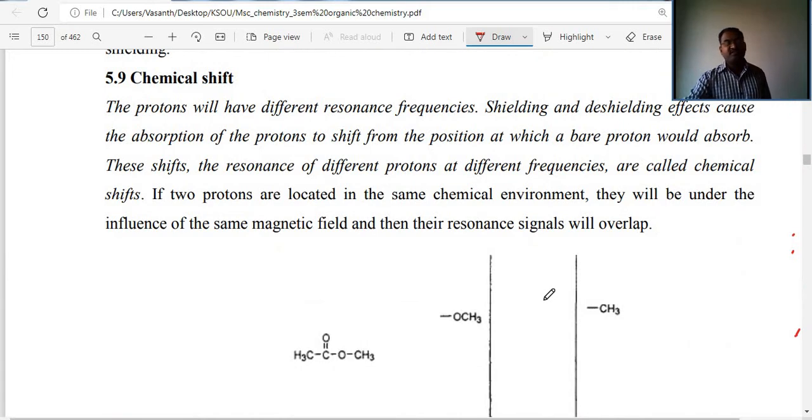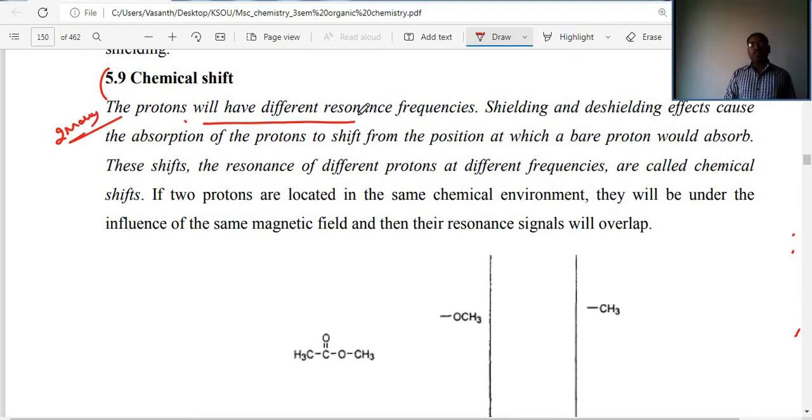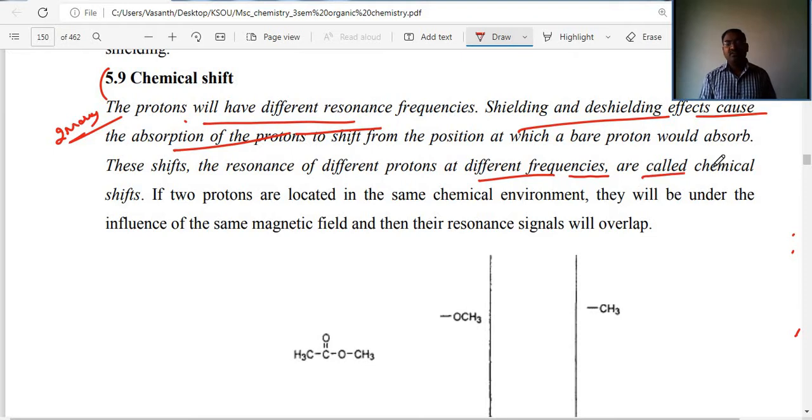Chemical shift is also very important here. The protons will have different resonance positions because of shielding and de-shielding effects, that is, the absorption of the protons shifts from the position at which bare protons would absorb. These shifts in the resonance of different protons at different frequencies are called chemical shifts.